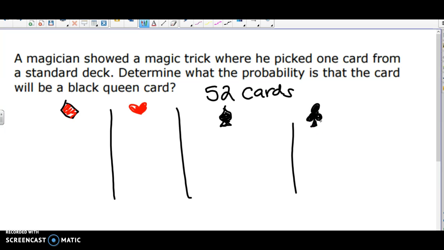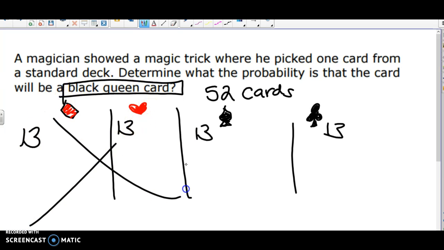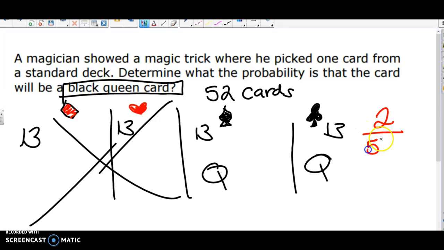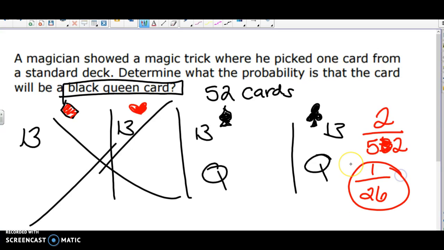All right, so each suit has 13 cards. We want the probability that it's a Black Queen, so that eliminates the red suits. How many queens are in the spades? There's 1 queen of spades and there's 1 queen of clubs. So that gives us 2 possibilities out of 52. Sorry, my brain went cray-cray. 2 out of 52, or 1 out of 26.